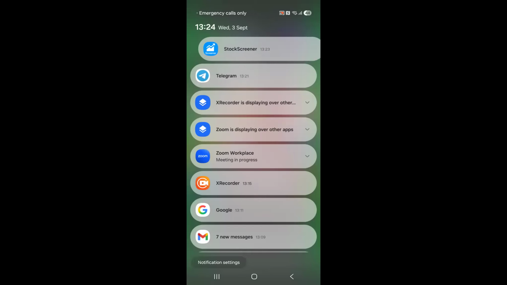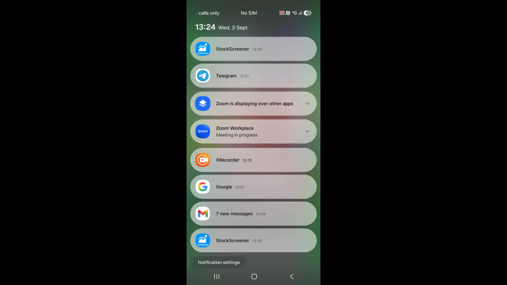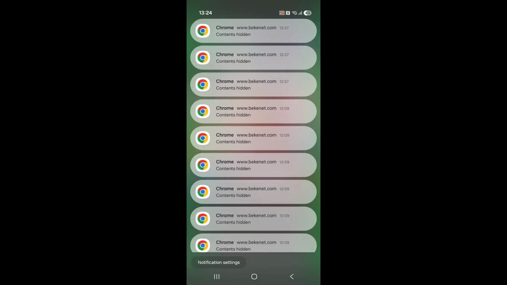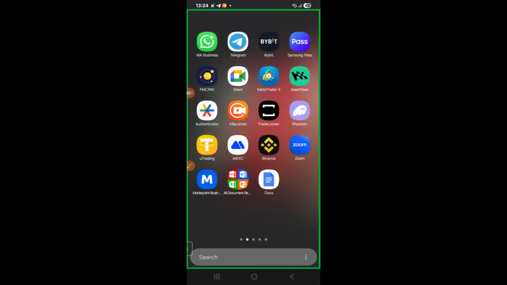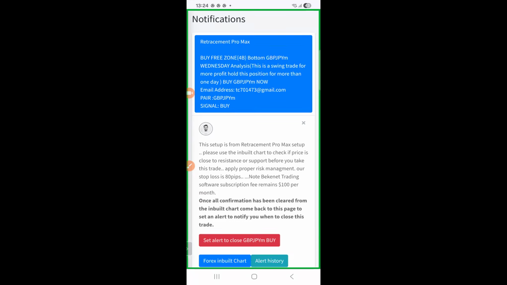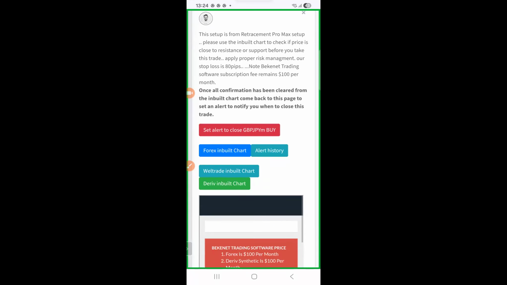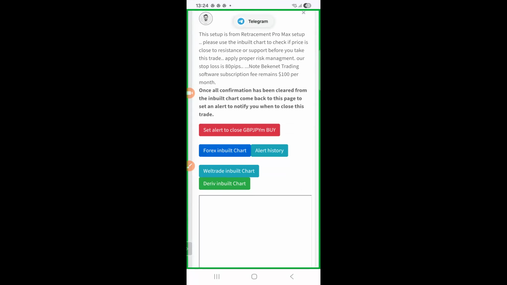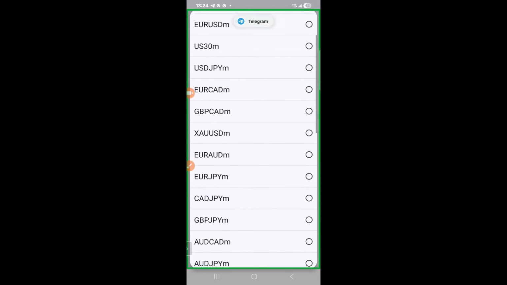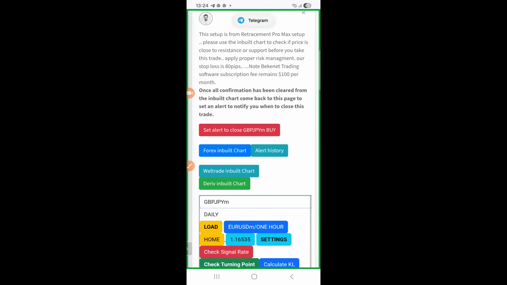This gives you regular signals. Look at this, a signal on Bekenet. If I click now, Bekenet gives me a signal to trade. Look, Bekenet says buy free zone button GBP JPY. I'm just opening this one, maybe it's not recent anyway. So I click on load FX, GBP JPY, then I load it. Then I click on settings.